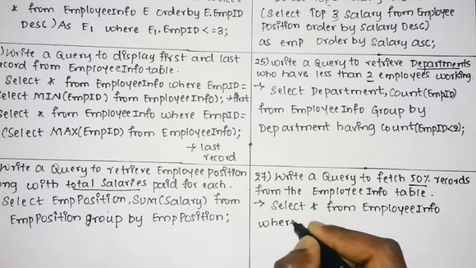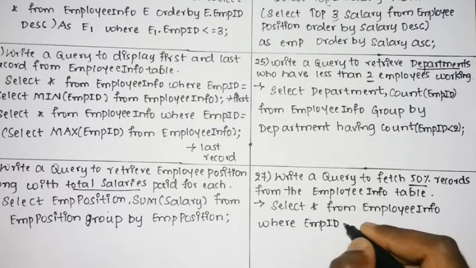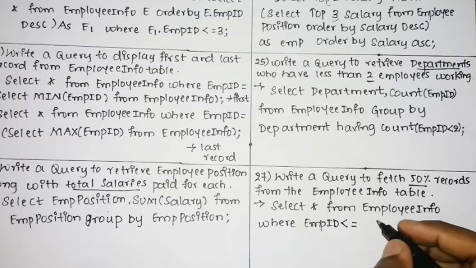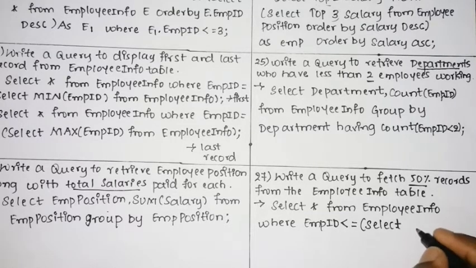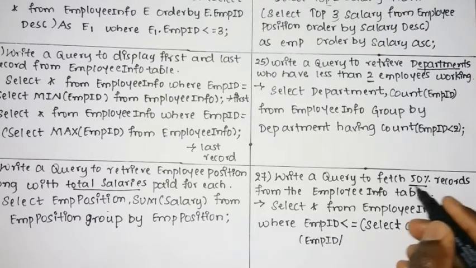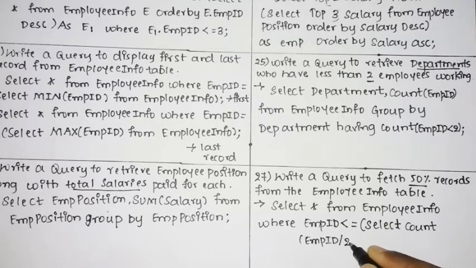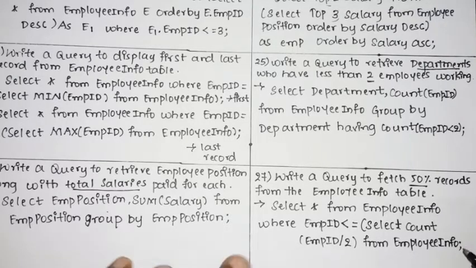Employee info where, what should be the condition? Again you are going to use the common column, employee ID. So where employee ID is less than or equal to, within that include one more select statement: select count of employee ID. They have mentioned 50% of records, which means half of the count, so employee ID divided by 2, from the table employee info. So this is the query for this question.